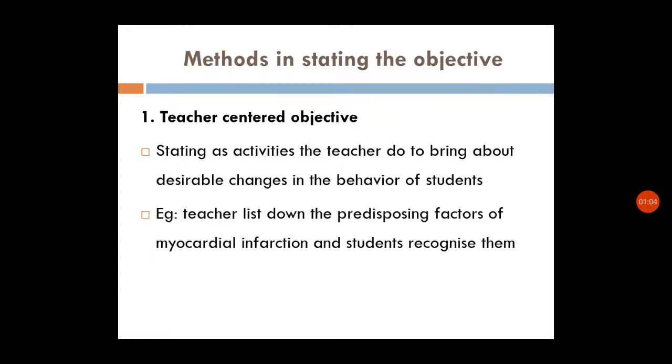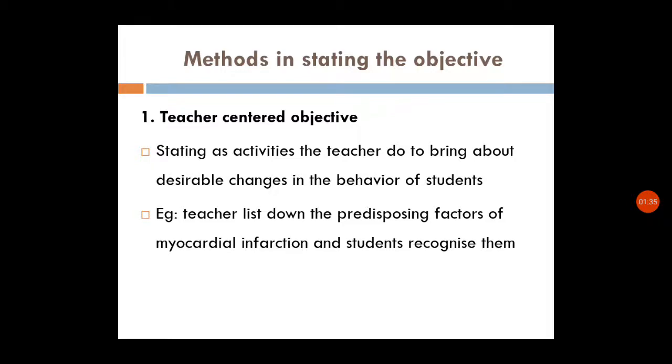The first one is teacher-centered objective. So in the term itself it's very clear. It is focusing on the activities of the teacher. Okay. So stating as activities the teacher does to bring about desirable changes in the behavior of the students. So we are focusing on what are the activities which will be done by the teacher, not the student. Okay. So that is the teacher-centered objective.